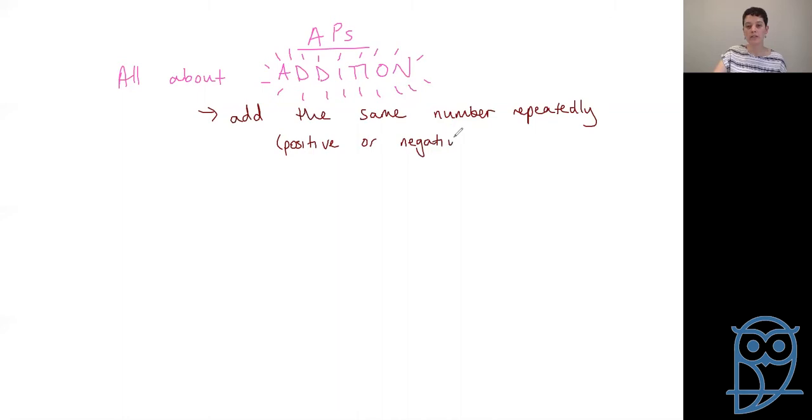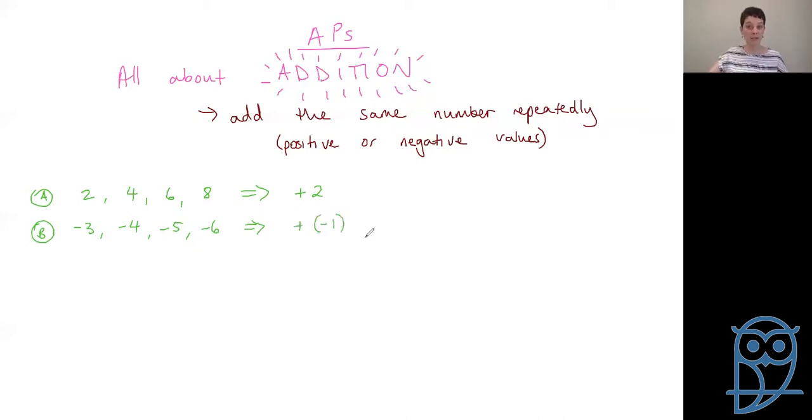If we think about our sequences A, B, and C: A was 2, 4, 6, 8, so here it's all about adding 2 every single time. Sequence B, -3, -4, -5, -6, was all about adding -1, because we are subtracting 1 each time, but that is always thought of as an addition for this sort of thing. C was 10, 15, 20, 25, so this one is all about adding 5. It is the same sort of thing, that concept of repeated use of the value of -1.